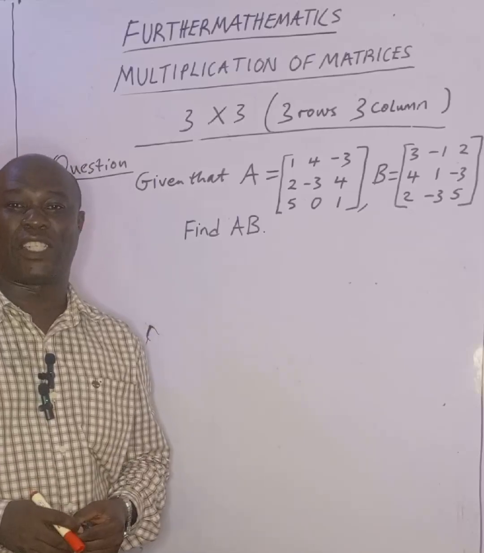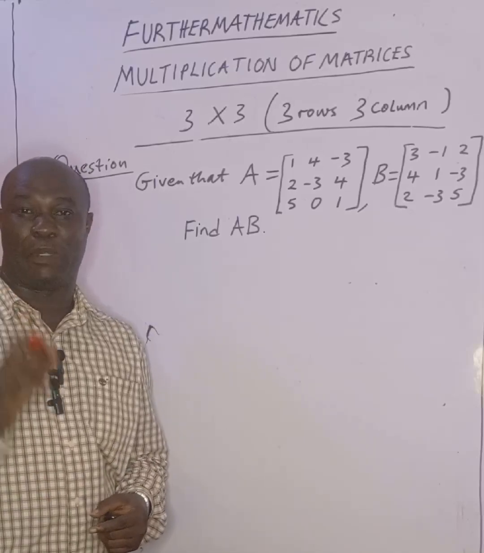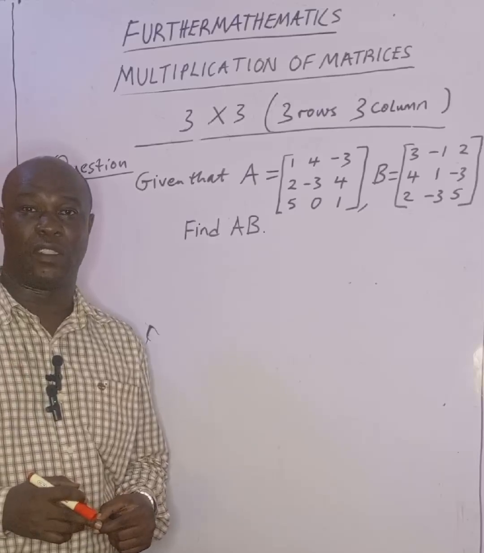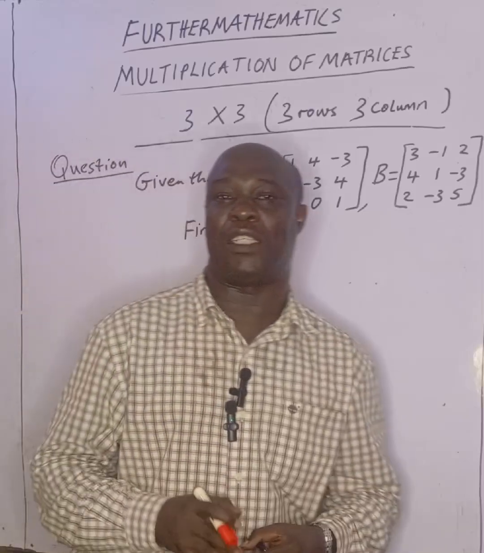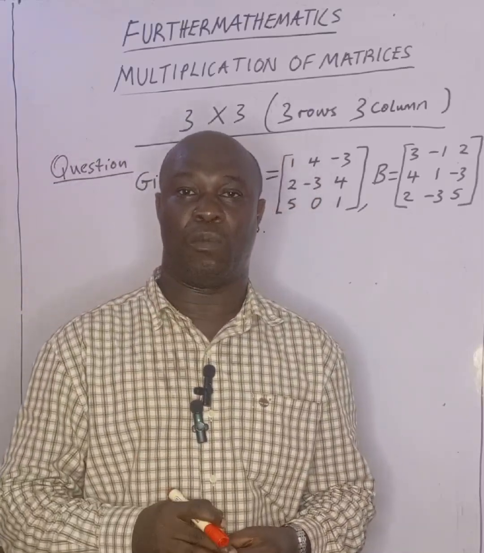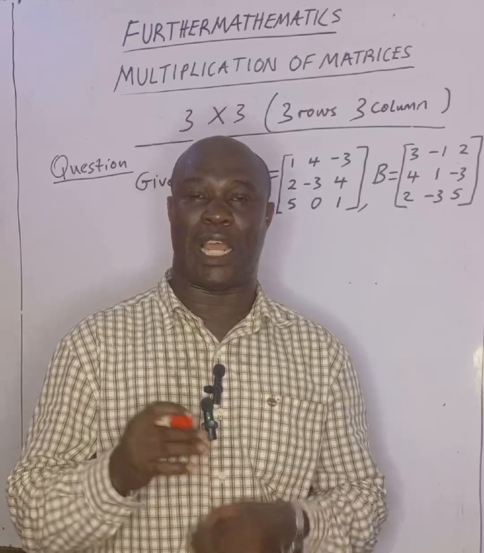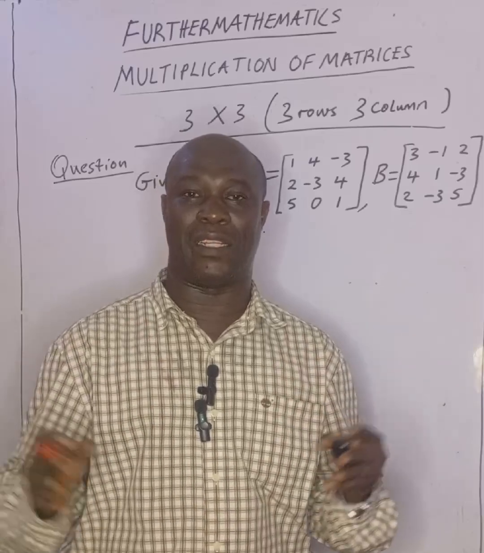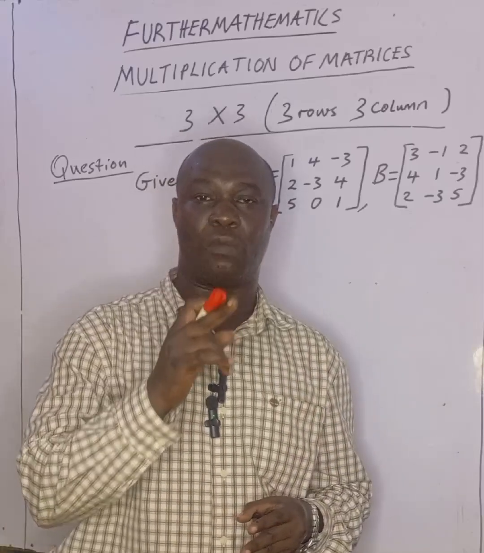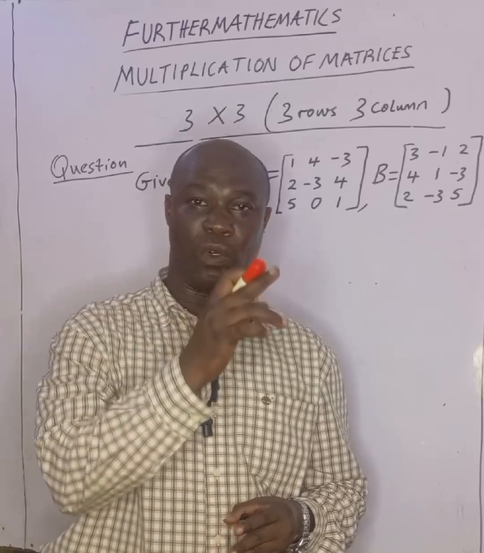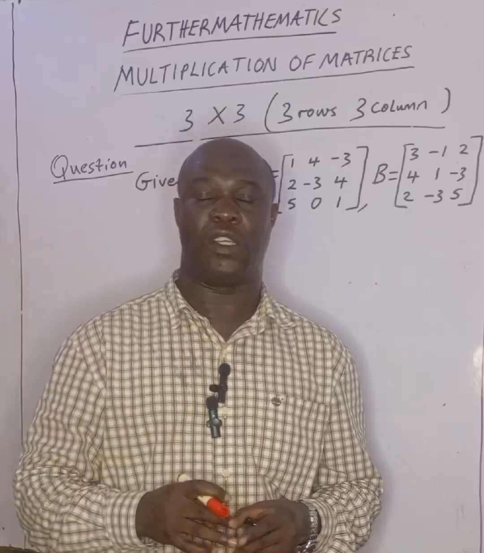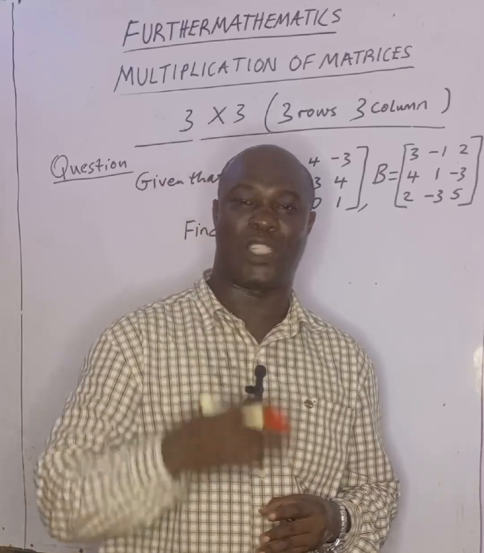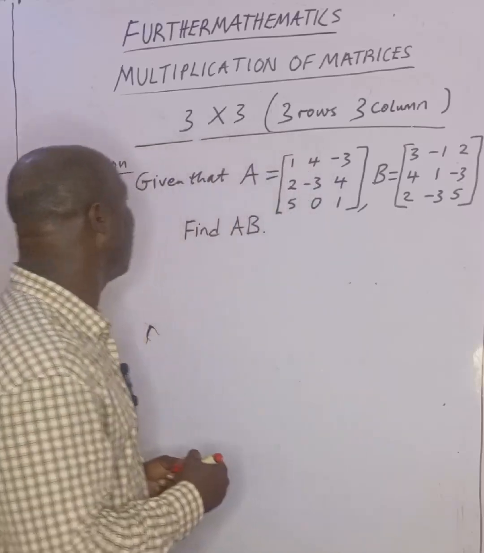All right, in continuation of multiplication of matrices, in the previous class we did multiplication of 2 by 2 matrices. But today we want to try and solve a matrices problem which is 3 by 3, meaning 3 rows and 3 columns. So that's what we want to solve now. I believe you are with your writing material. So let's work together. Thank you.